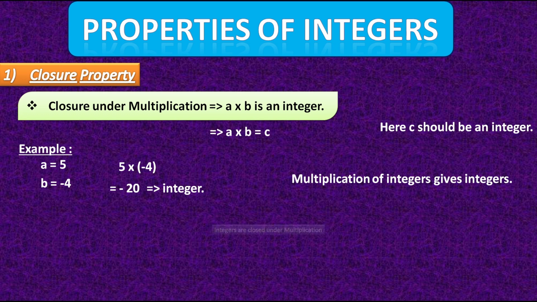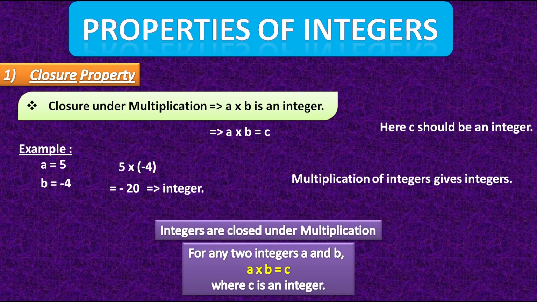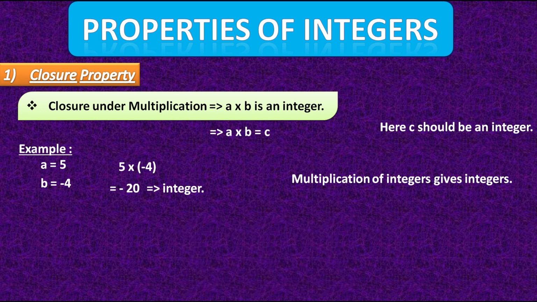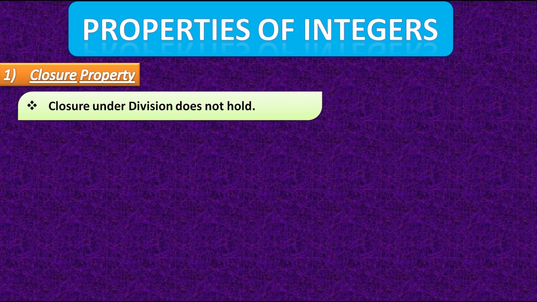Therefore integers are closed under multiplication. For any two integers a and b, a into b is equal to c, where c is an integer. Okay, that means the closure property holds for multiplication. Now let's check for division. Closure under division does not hold. Okay, directly I am telling you here, closure under division does not hold.